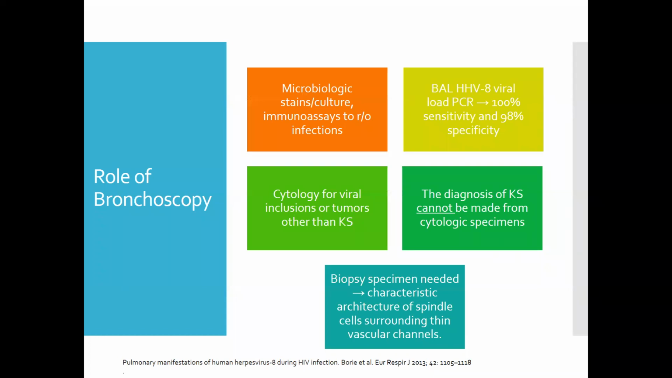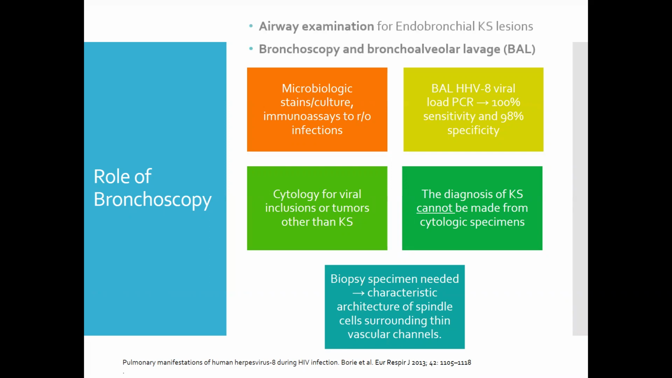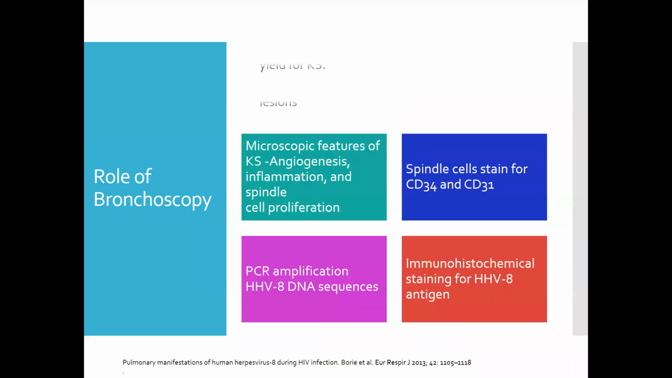Now, what's the role of bronchoscopy in parenchymal disease of Kaposi's? Usually to rule out infections, but also we can do an HHV viral load PCR on the BAL sample, and this has very high sensitivity and specificity, 100% sensitivity and 98% specificity. So that's something which we can use. Cytology is usually not used. We usually use it to rule out or to look at other infections that can have inclusions. And biopsy is usually needed to make a diagnosis. In biopsy, we typically see the spindle cells that are surrounding the blood vessels. So an airway exam is important in endobronchial disease, but otherwise bronchoscopy with BAL is what is important.